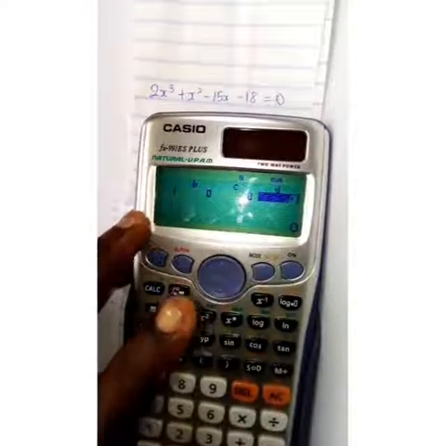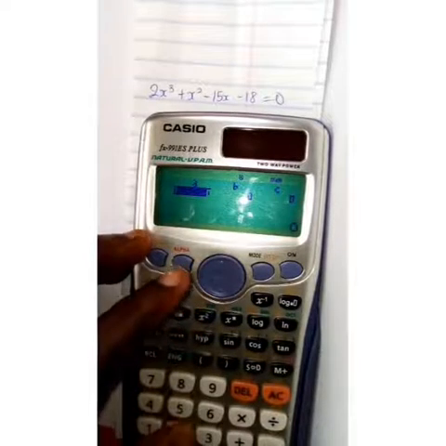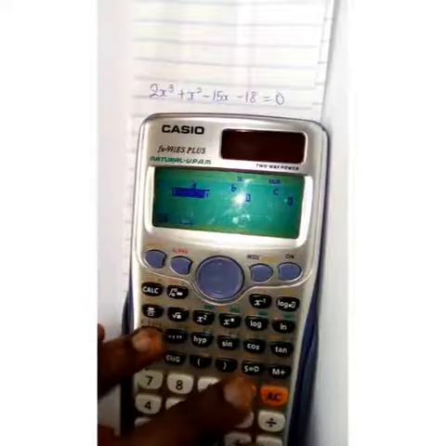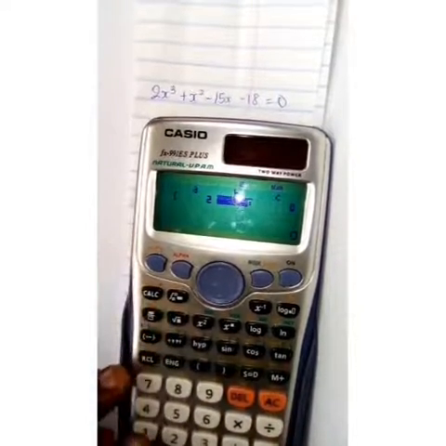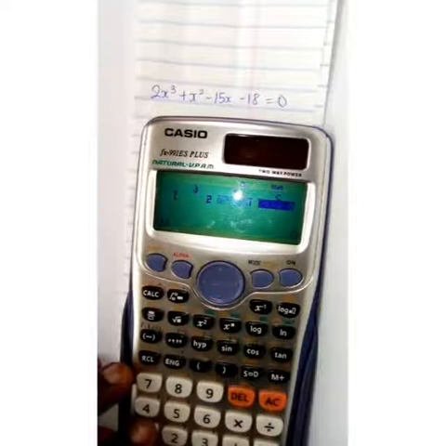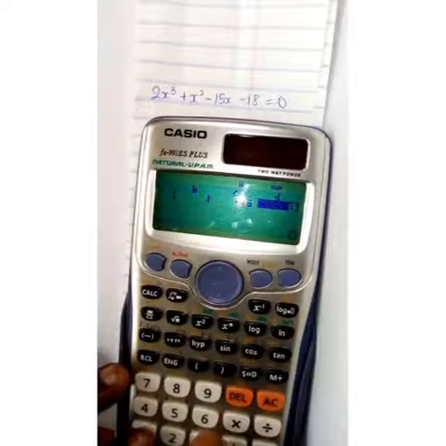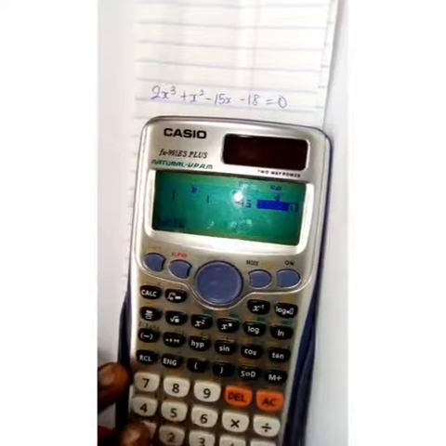So I'll go straight to input my values. Inputting my values, you say my a is what? 2, equal to my b is 1, then my c is minus 15, my d is minus 18.